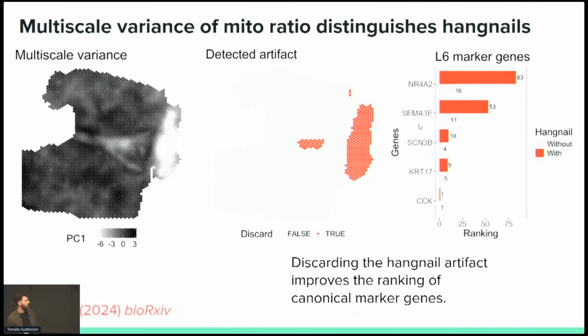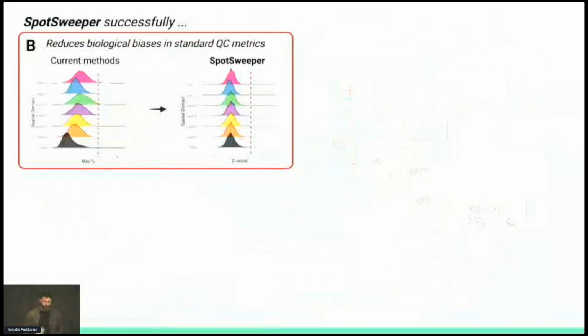We can cluster that out, and when we do that, we actually increase the rank of known marker genes for layer 6, where that artifact was previously clustering in with it.